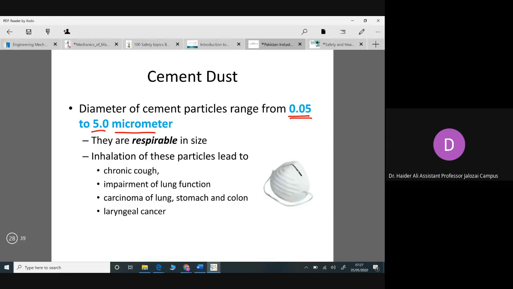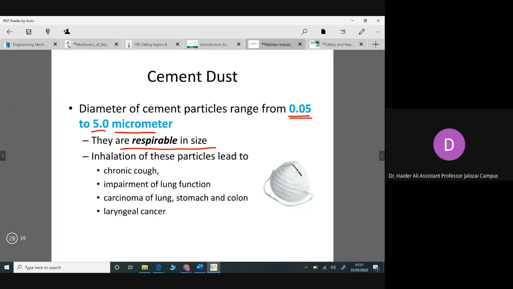That's really small, something that you cannot see with the naked eye. When we see cement dust, it's because there are millions and millions or even billions of particles afloat in the air all together. So you're actually seeing all of them together. That's why it's visible. If you want to look at one particle, you cannot see it with your naked eye. And they are respirable in size.